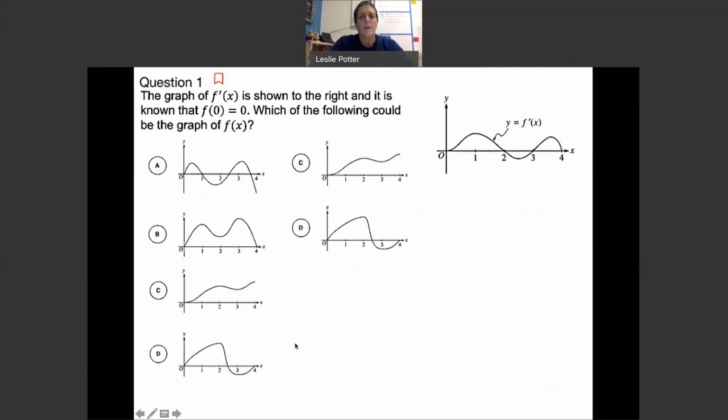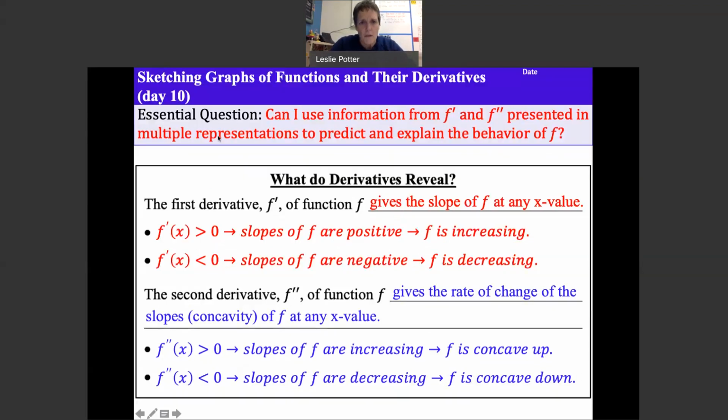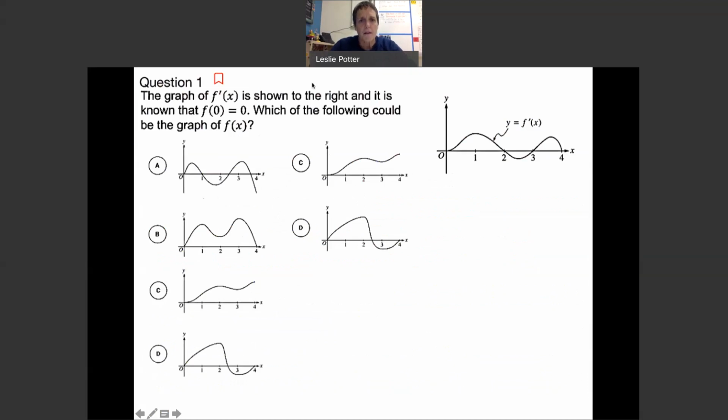Okay, so here, and again, I'm going to go back to that essential question, where we have multiple representations of the derivative and the second derivative. In this situation, we have the graph of the first derivative, so we're looking at something graphically. And we also know that the value of the function when x is equal to 0 is 0. So it's asking you to predict which of the following could be the graph of the actual function.